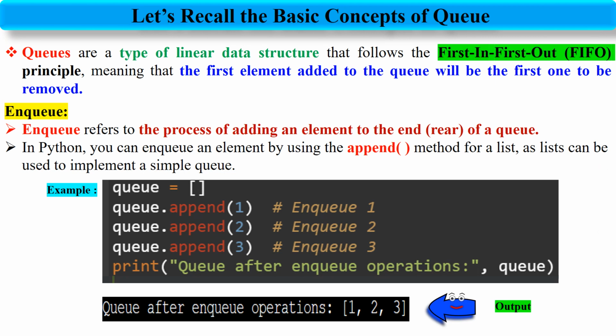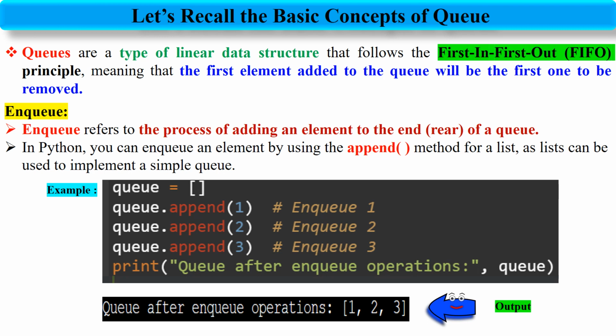In our previous videos, we delved into the foundational principles of a queue, a data structure that mimics a line of people, where the first one to join is the first to depart. Let's recall the basic concepts of queue. Queues are a type of linear data structure that follows the first in first out (FIFO) principle, meaning that the first element added to the queue will be the first one to be removed.